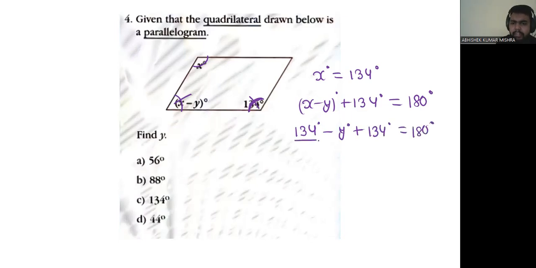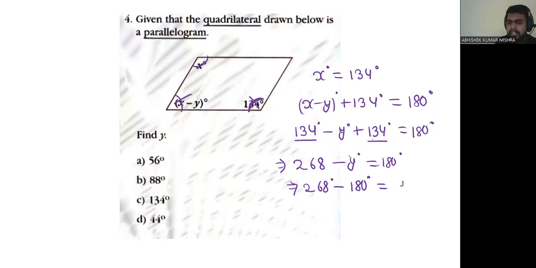We are going to add 134 and 134, and send it to that side. When we add 134 and 134, it will make 268. So 268 minus y degree is equal to 180 degree. Now we are going to solve this given linear equation. I'm going to send y that side. So when I send y that side, I could write 268 degree minus 180 degree is equal to y degree.